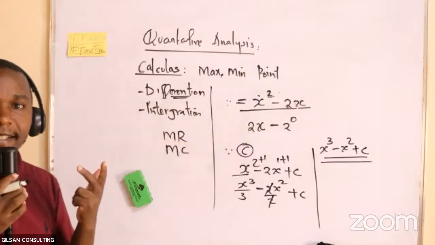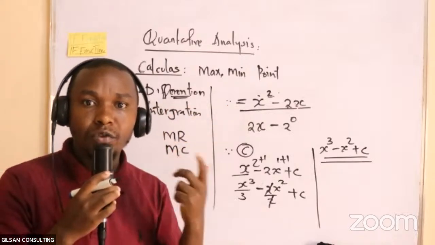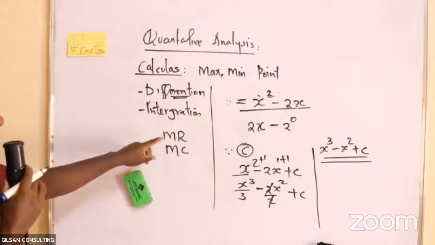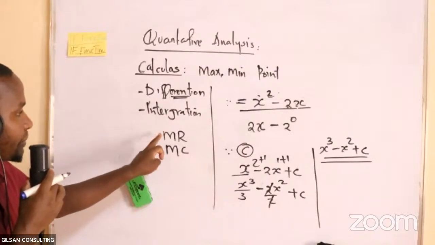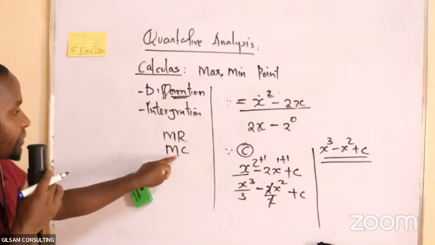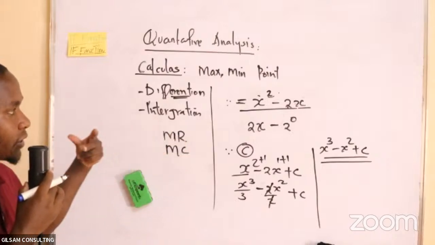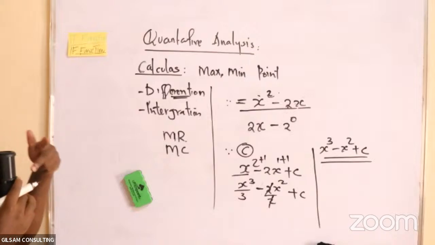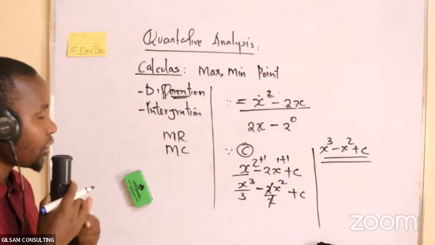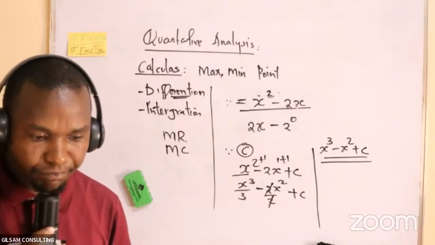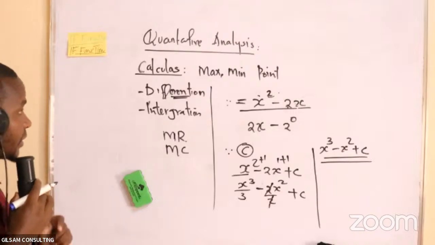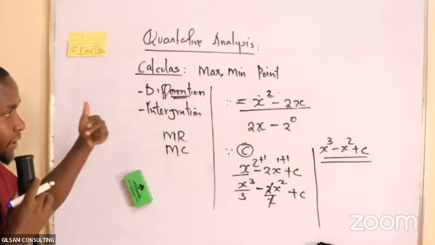So you must get the concept of how to integrate and where to apply it. We will be applying it at this point. You will be given the maximum revenue and the maximum cost, and then you have to go back to get the function you are looking at. That is the revenue function and the cost function. So I think that is very clear, or is there any clarification you need?